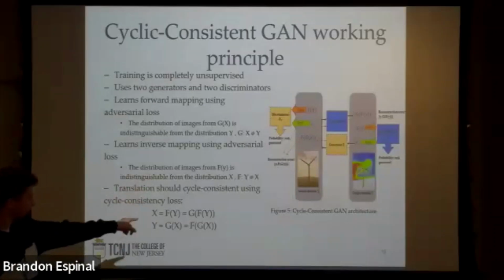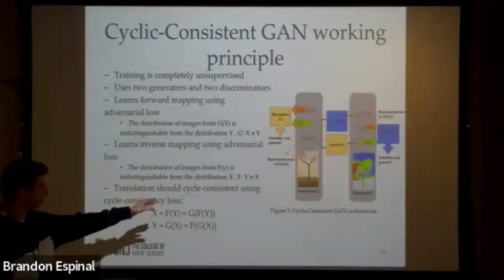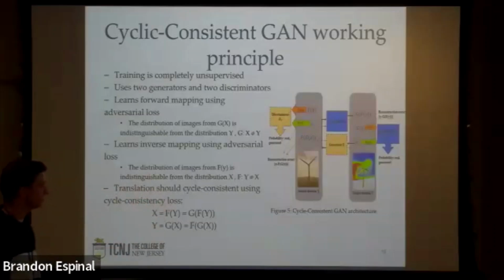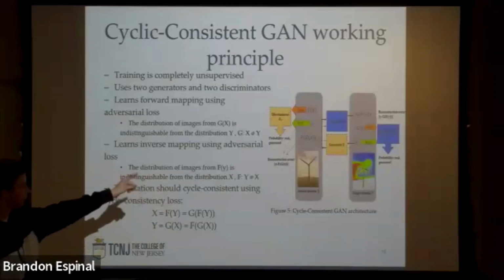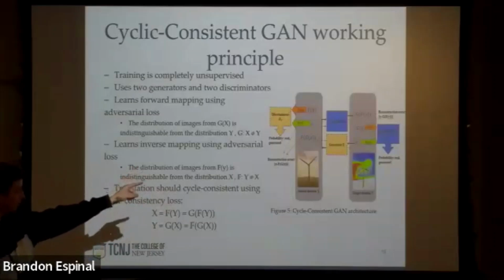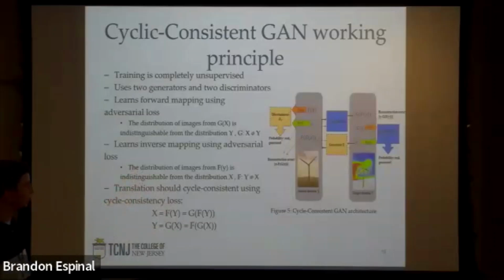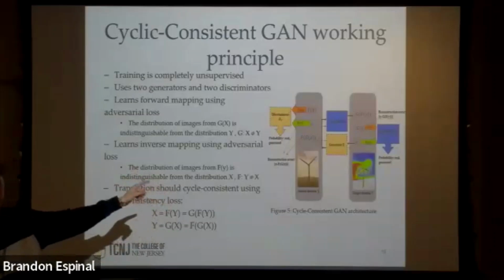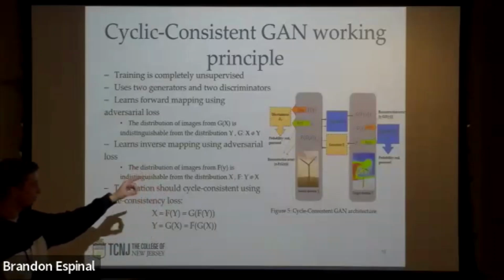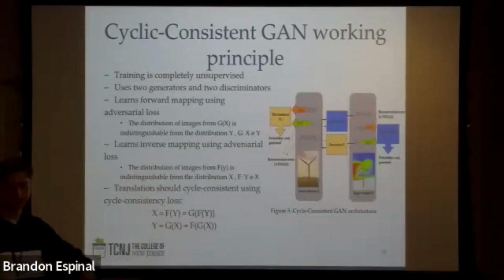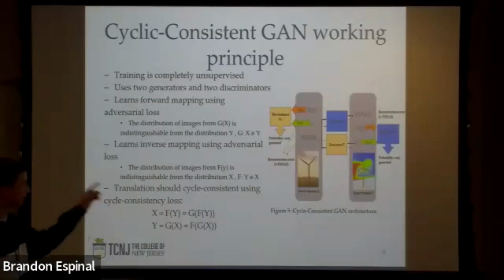So we have domain X, which would be our real data, and domain Y, which will be our generated data. Then we have the generator G, which takes our X domain data and turns it into fake Y domain data, which is then put through the discriminator to see if it thinks it's real or fake, if it's good generated data essentially or not. And then you do have generator F that does the exact opposite, right?